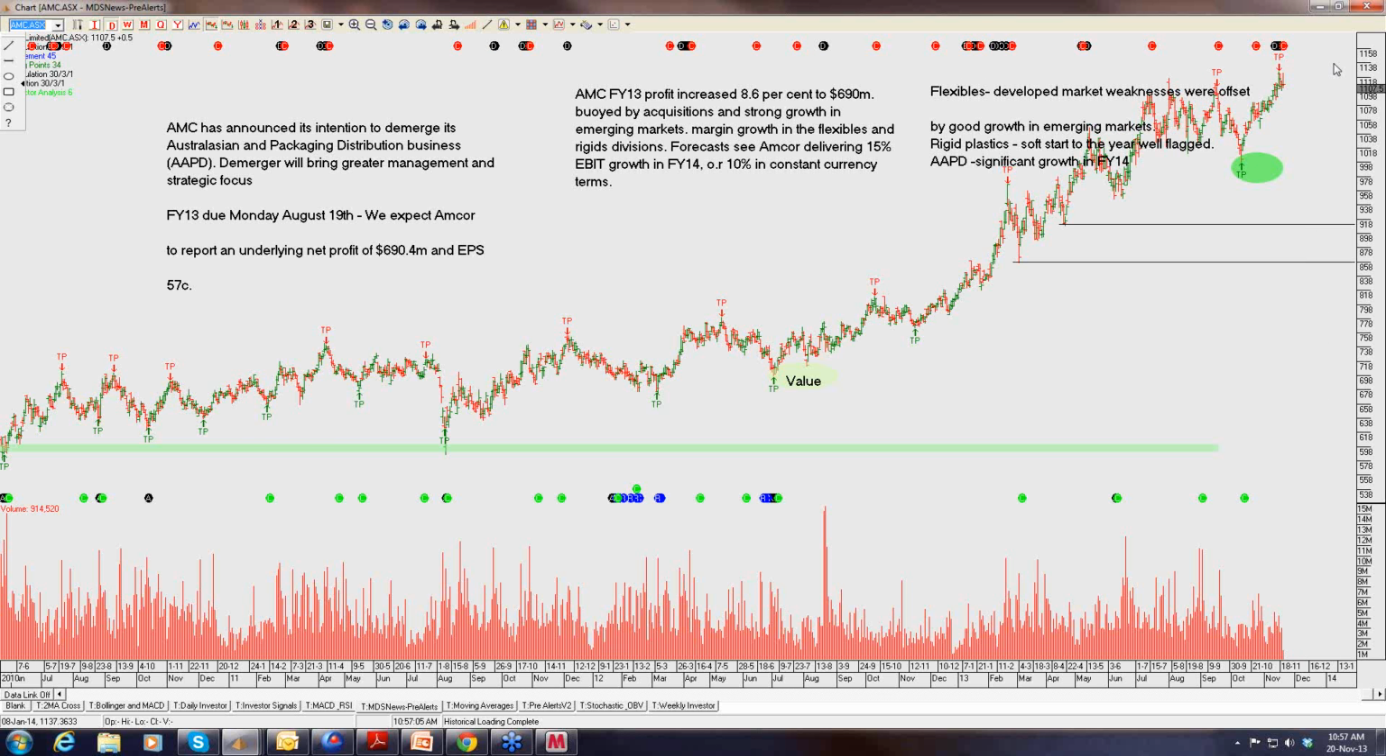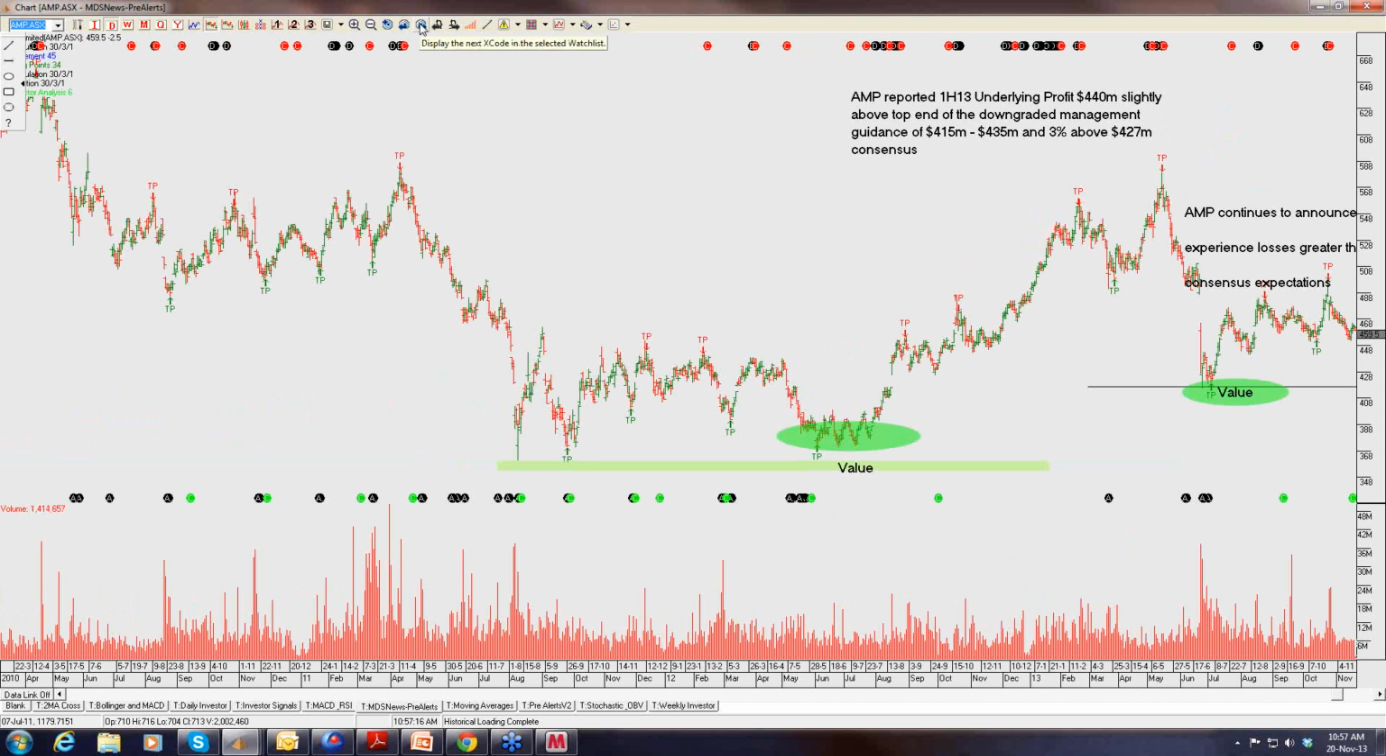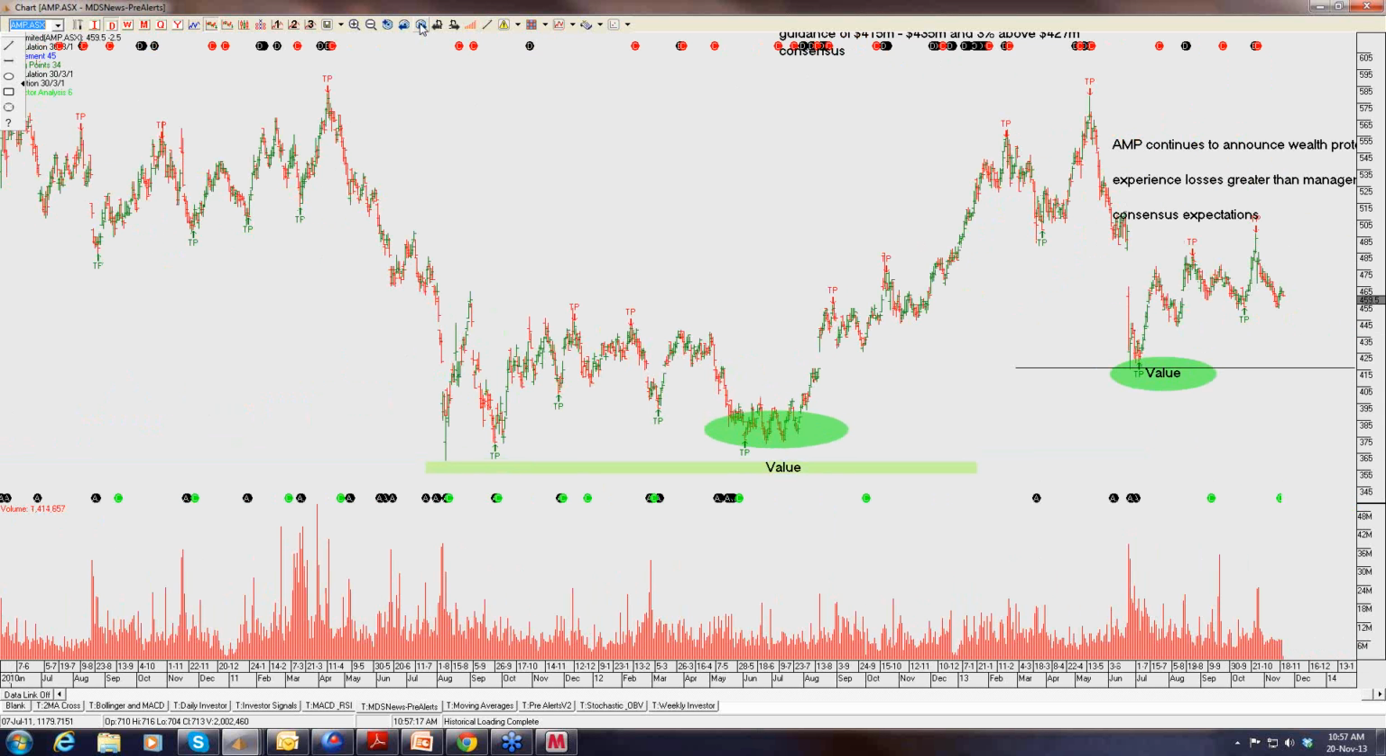Should continue to perform well ahead of the demerger, and I think even post the demerger there's a strong argument that we would look to increase our exposure into the international side of the Amcor business. AMP, we've seen earnings downgrades here where the market was looking for around 5 to 10% EPS growth.